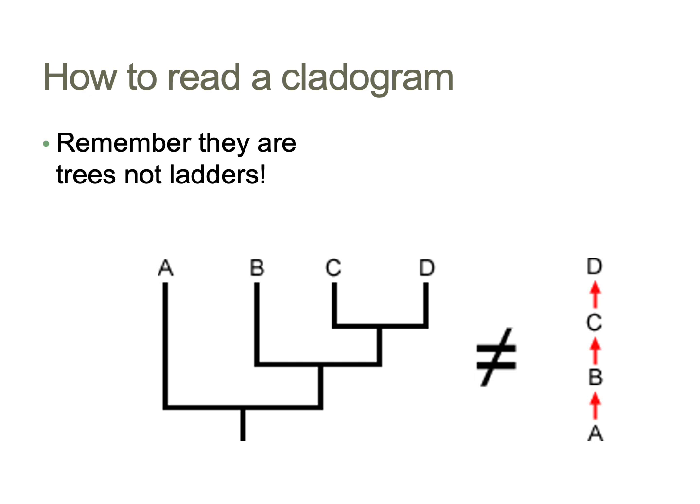So when you are reading a cladogram, you have to remember that cladograms are trees. They are not ladders. So they don't show arrows like from A to B, from B to C, from C to D. That is not how you read a cladogram. You have to remember this as a tree, not as a ladder.